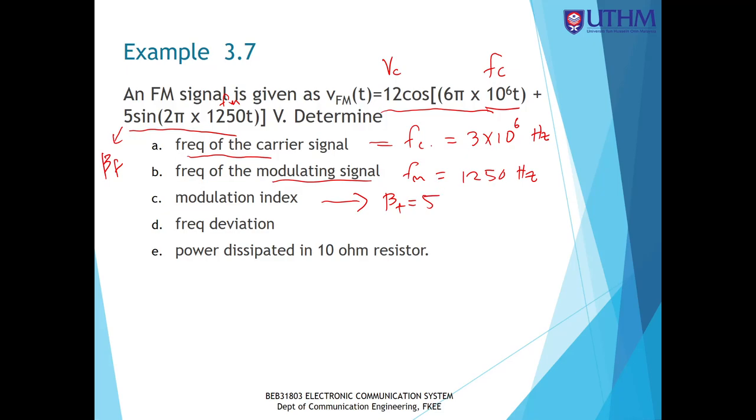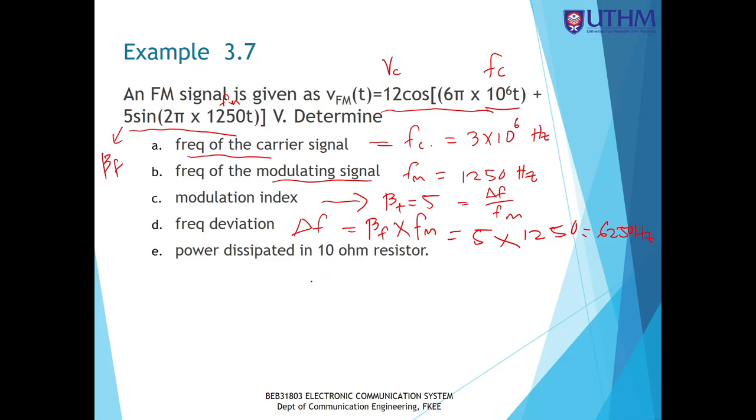Frequency deviation, so how do we find the frequency deviation? Delta f is equal to kf Vm, or you can rewrite this according to the beta function. Remember, beta is equal to delta f over fm. So delta f is equal to beta f multiplied with fm. So this one is 5 multiplied with 1250. How much is this? 1250 multiplied with 5, you get 6250. So 6250 hertz.